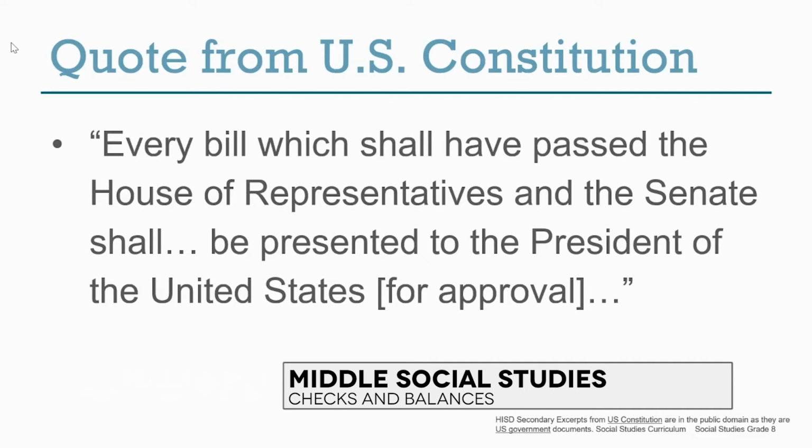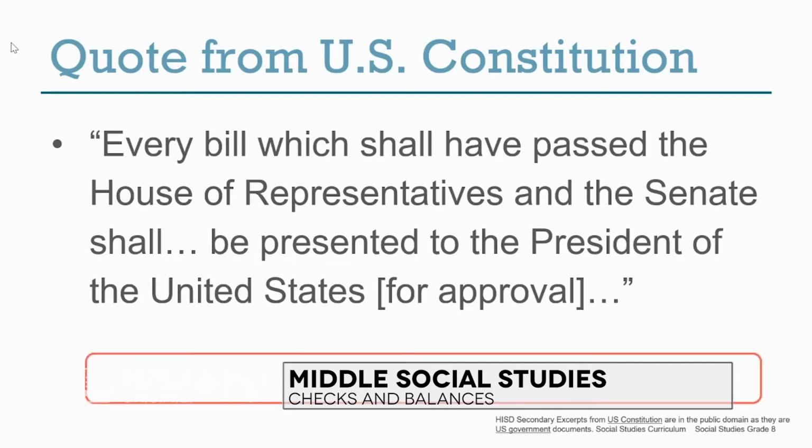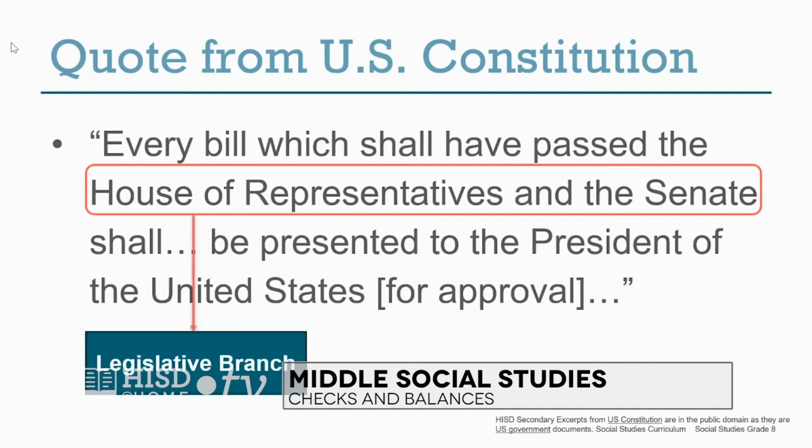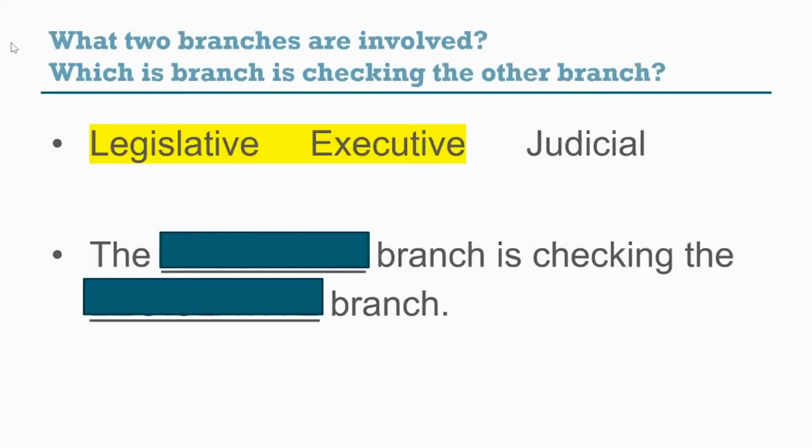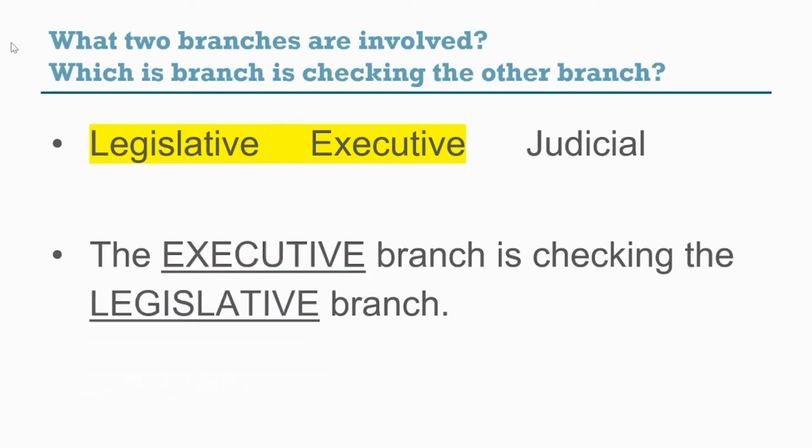All right. Let's take a look. So we have the House of Representatives and the Senate. They legislate, they make laws. So guess what? They're part of the legislative branch. And again, we see the president again. And again, he or she is part of the executive branch. So we have our two branches of government that's involved, the legislative branch and the executive branch. So who's checking who? In this case, it's the executive branch who is checking the legislative branch.